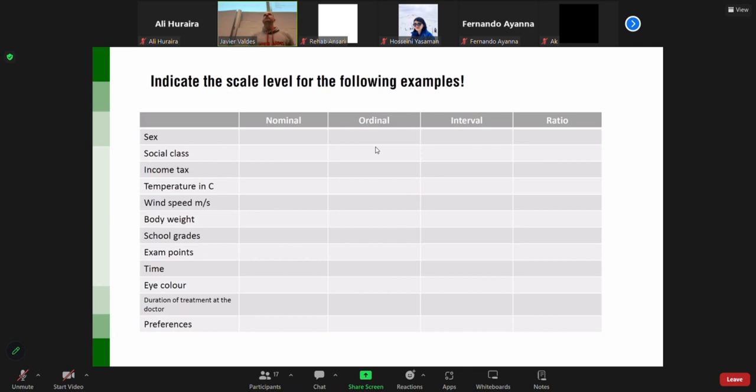Okay, so a couple of weeks ago in Germany, they asked the people which social class do you belong to? And most of the people answered, I belong to the middle class.